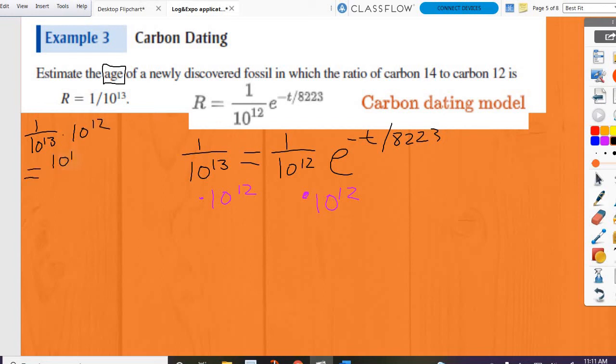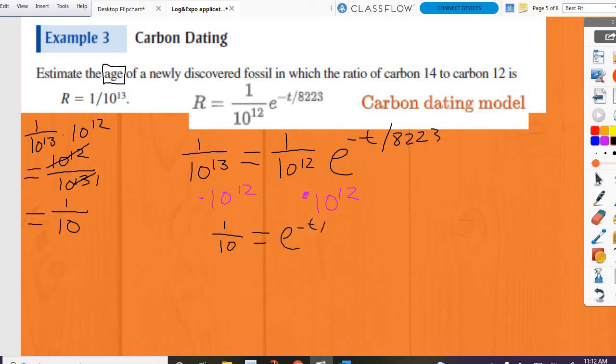Yes, you would have 10 to the 12th divided by 10 to the 13th. Not quite. 1 over 10. Because notice that 12 of these would reduce and I would be left with 1 of those. Yes? So I have 1/10 on the left side.